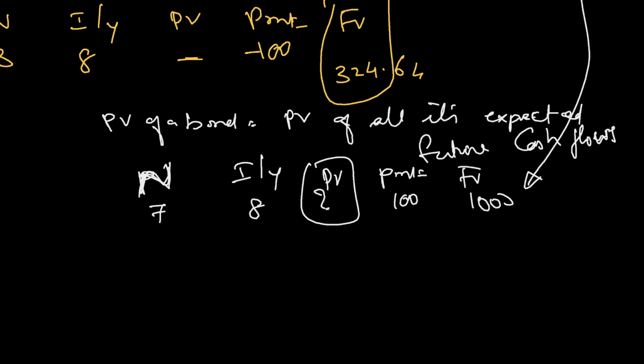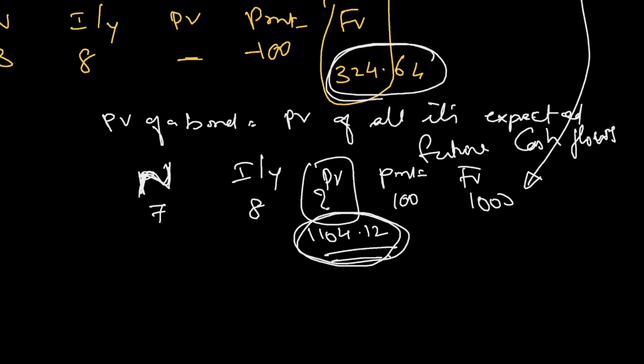7n, 8 IY, then 100 payment, 1000 future value, compute present value: 1104.12. So this is the present value. That means I am going to sell the bond at 1104, and at the same time I will also have 324.64 with me. So let me add these two numbers.